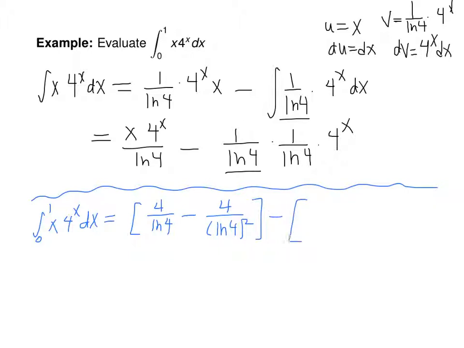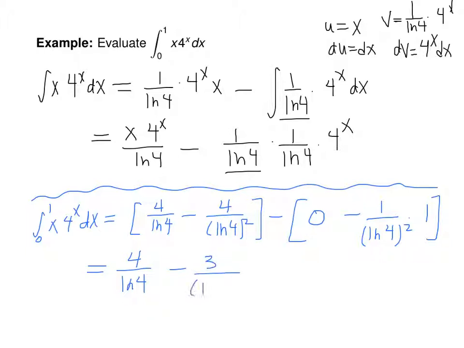minus, then plug in 0. My first term there will be 0. The second one we'll have will be minus 1 over ln of 4 squared, and 4 to the 0 is 1, so times 1. Now combining like terms, I have 4 over ln of 4 minus 3 over ln of 4 squared.